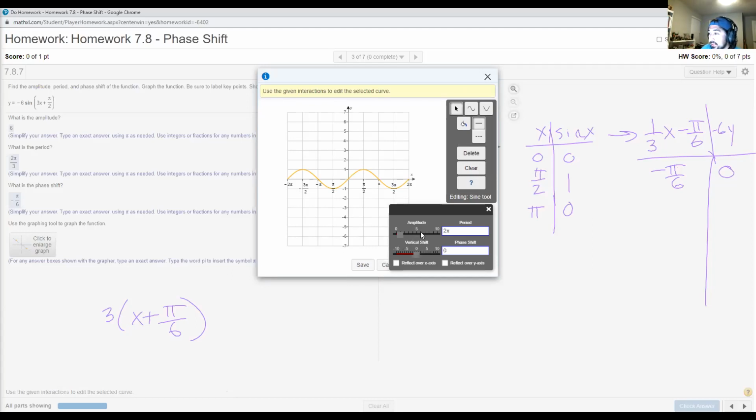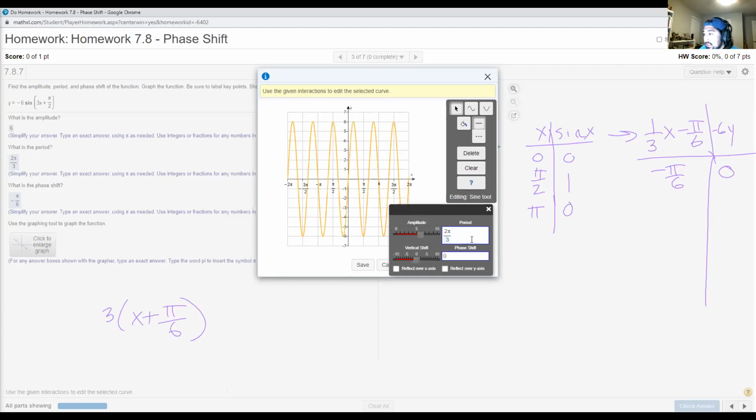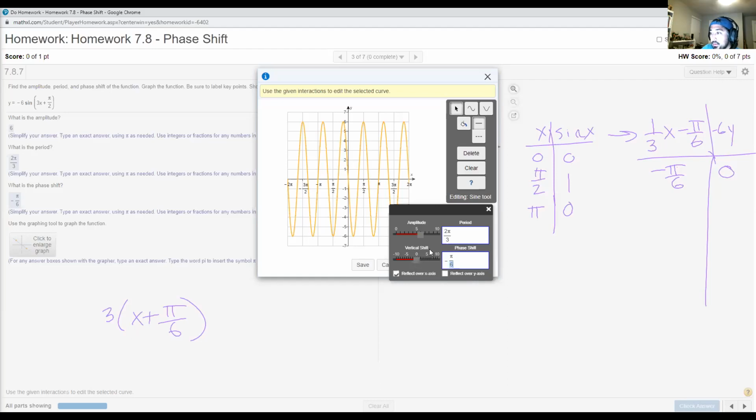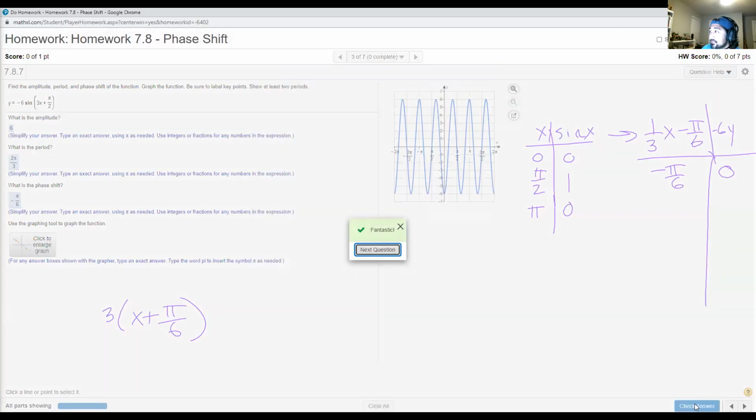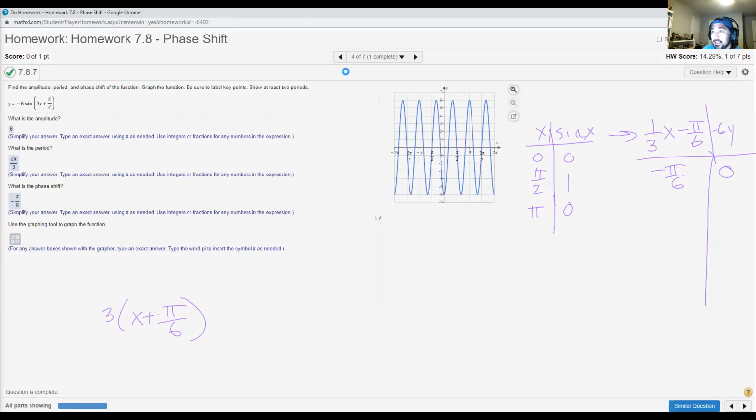So amplitude is 6. So drag this lovely bar. Period is 2 pi over 3. Man, you guys have it easy. No vertical shift. There is a reflection over the x-axis. And then my phase shift is just negative pi over 6. Let's see what it does with that. And done. And save. And check. Oh, you guys have it easy. You don't need to find a point then. My goodness. Me stressing over that.